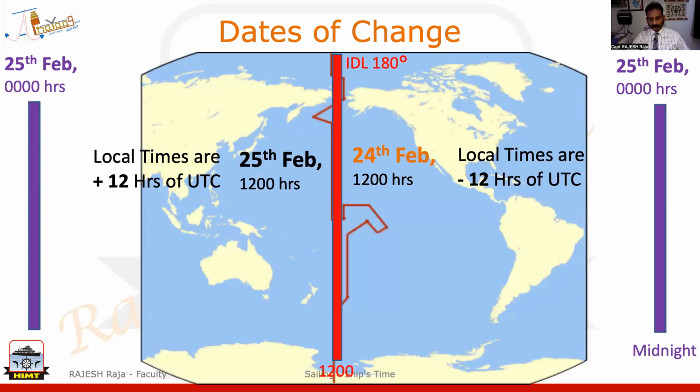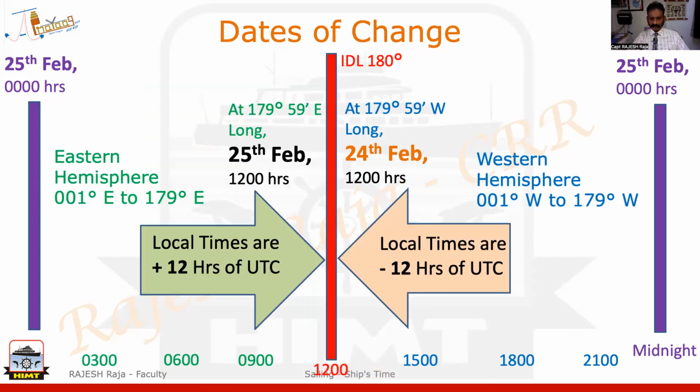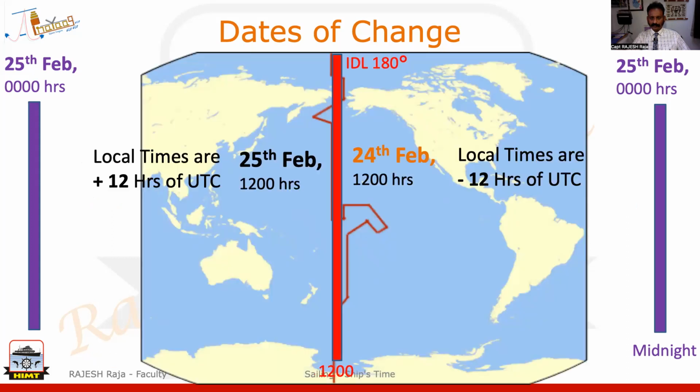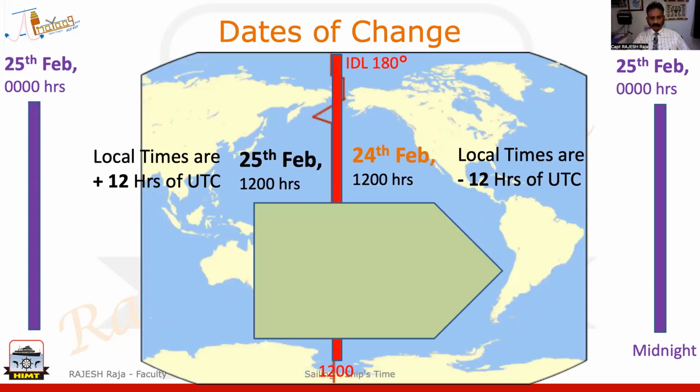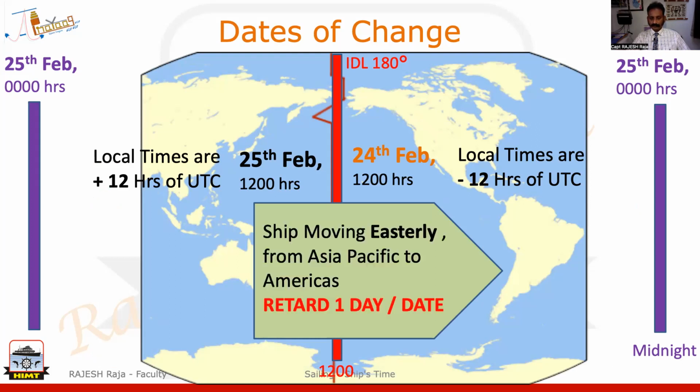Okay, so I've taken the same picture with a small map, exactly the same picture. I've given you the same dates. Whatever was there in the previous slide is exactly the same, 25th on the left and 24th on the right. Now, what happens if a vessel crosses when it is moving easterly? This direction, easterly, can never change. Doesn't matter whether you are at zero meridian or ideal. Easterly means it is easterly. I'm going towards east. That's it.